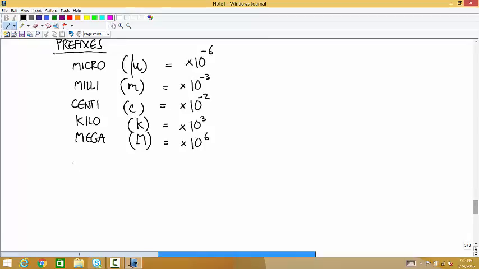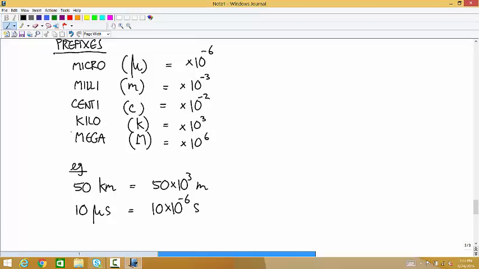So for example, 50 kilometers is equal to 50 times 10 to the third meters. 10 microseconds is equal to 10 times 10 to the minus 6 seconds.